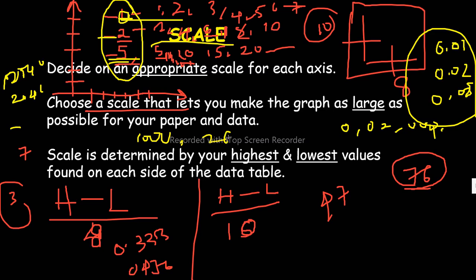So if you decide to use 5, it will also be in 5,000, and then you go to 10,000, 15K, and so on. But the scale must be either 1, 2, or 5. Now, when you divide your highest minus lowest, you won't get the 1, you won't get the 2, you won't get the 5. You won't get the 0.2, the 0.5, the 0.1. No. But you get such an ambiguous, confusing value.